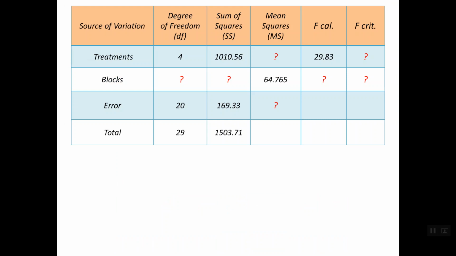So first, if you check what we have in this column for the degree of freedom, we know the degree of freedom for the treatments. The degree of freedom for the blocks is missing. The degree of freedom for the error is known, it is 20. And the total degree of freedom is known, it's 29.